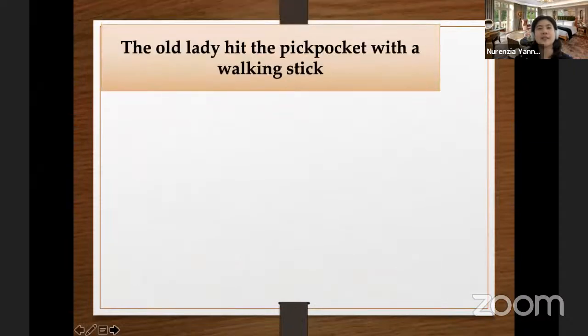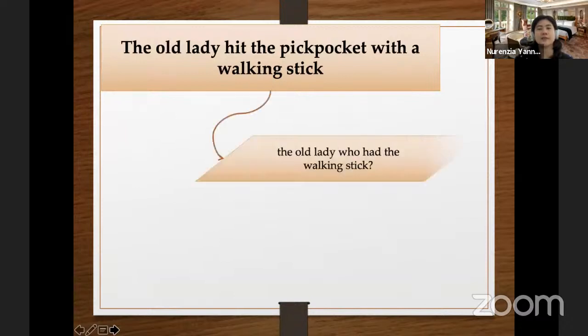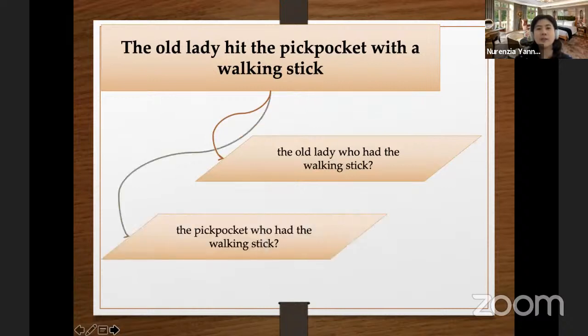Okay, so let's have a look at this example. The old lady hit the pickpocket with a walking stick. The old lady who had the walking stick, or the pickpocket who had the walking stick? Yeah. This is the surface structure. The old lady hit the pickpocket with a walking stick. And then when we try to understand the deep structure, we have this confusion. Who had the walking stick? Is it the old lady or the pickpocket? Yeah, so this is what is called structural ambiguity.